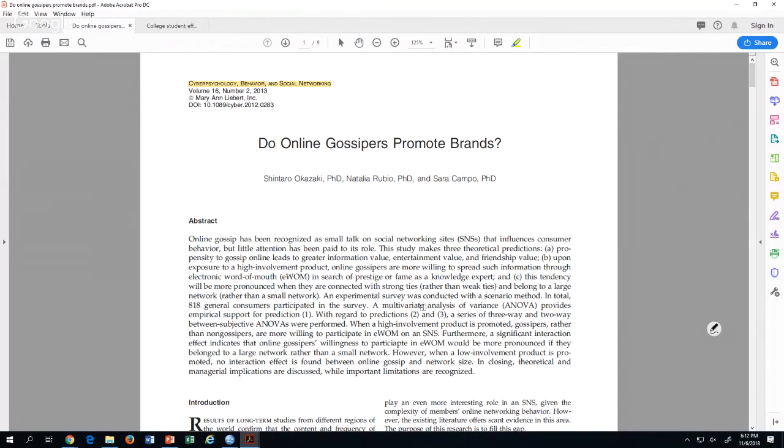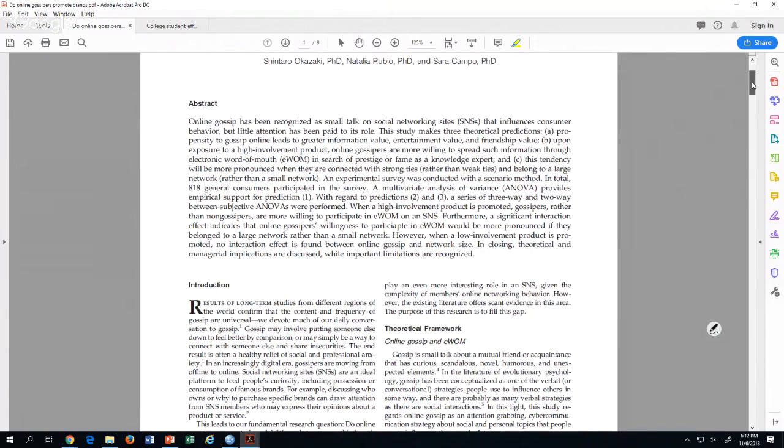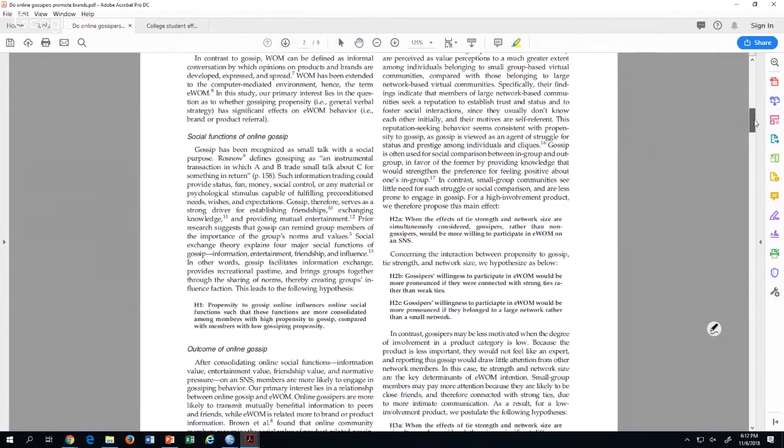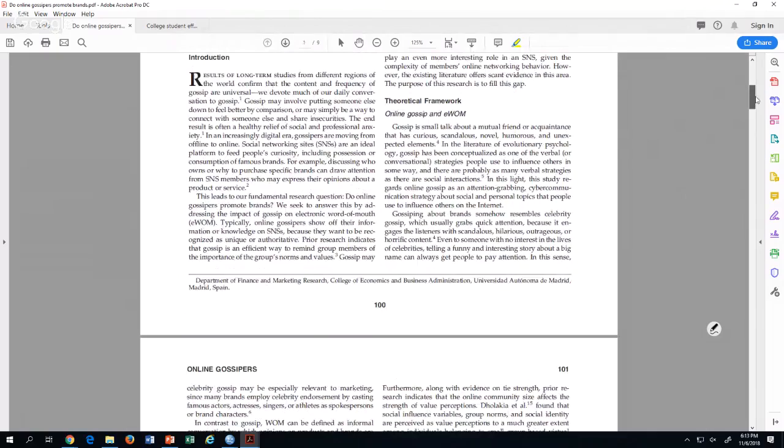And they mention some ANOVAs even in the abstract. Do they mention or explicitly state the research question? Yeah. So there are 7 different questions. They have a lot of questions.